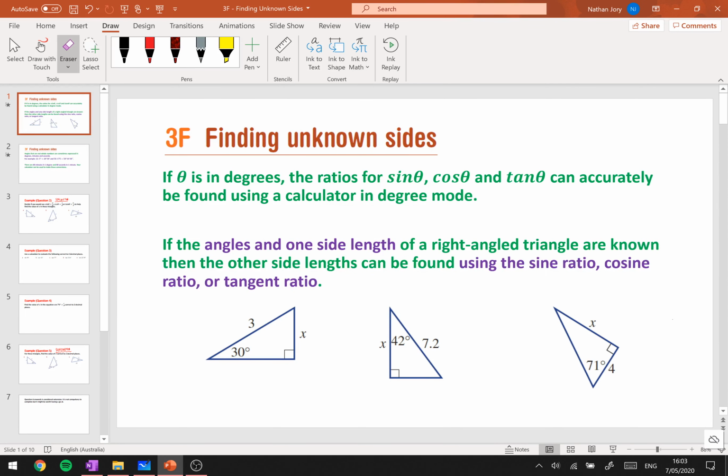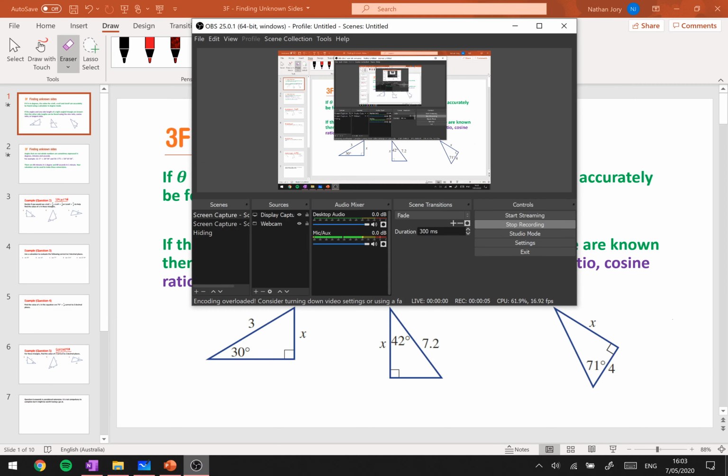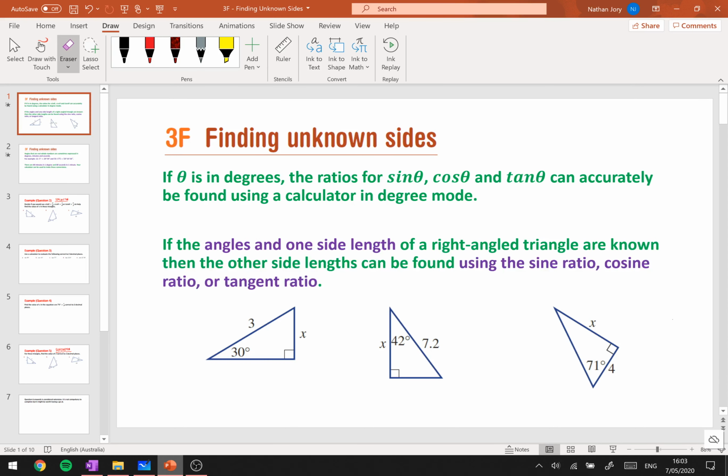Okie dokie. So, finding unknown sides. We're going to use the trig ratios that we learnt in the previous lesson to be able to find unknown angles and sides. So, if theta is in degrees, so that is, we've got one of these angles, like so here, here, or here, okay?